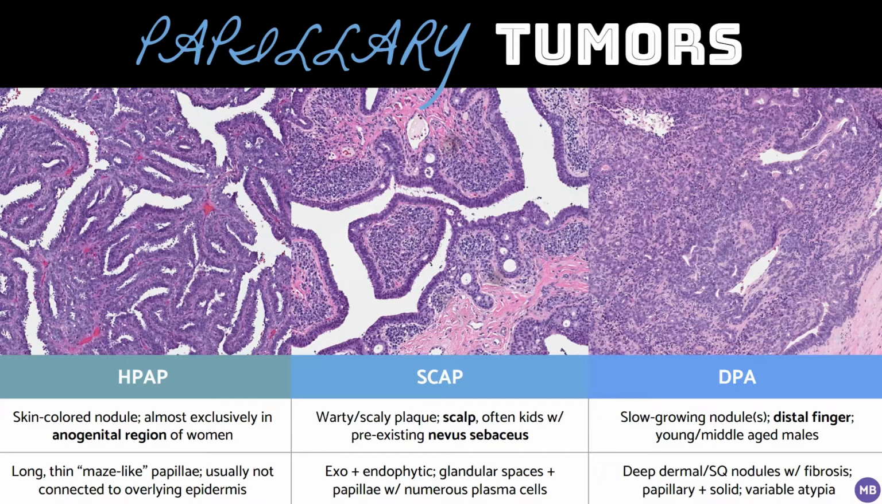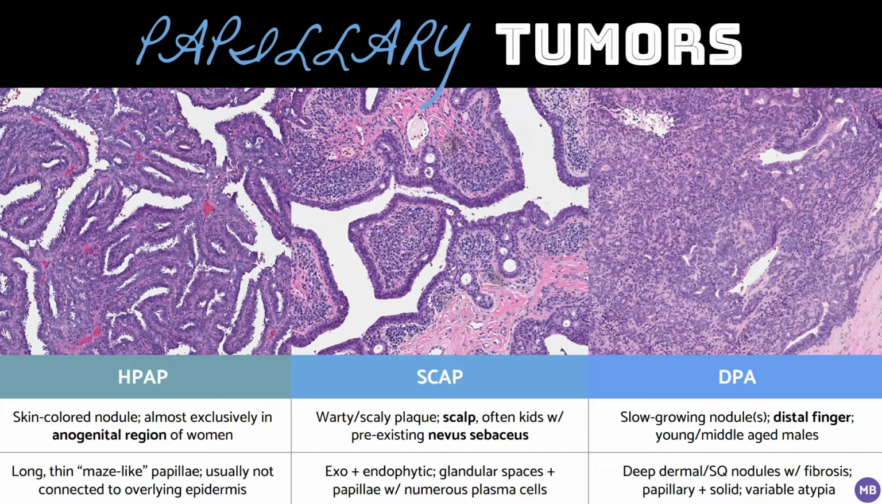Digital papillary adenocarcinoma is a rare lesion, but often presents as one or more slow-growing nodules on the distal extremities, particularly the fingers, of middle-aged males. Microscopically, it consists of multiple deep dermal or subcutaneous nodules, usually with areas of infiltrative growth and surrounding fibrosis. Most lesions have cystic areas containing papillary and micropapillary structures lined by a double layer of sweat gland epithelium, as well as solid areas of cells with tubule formation.